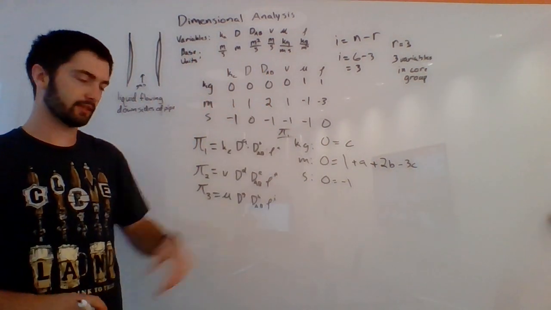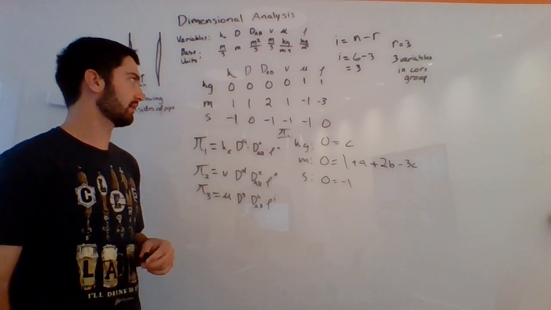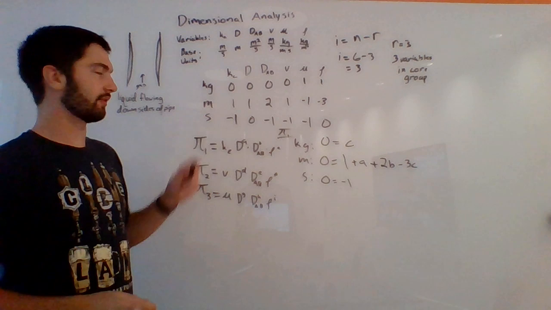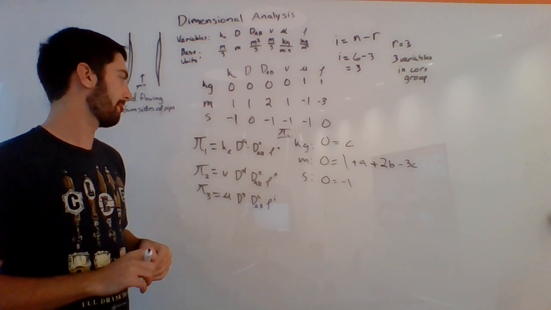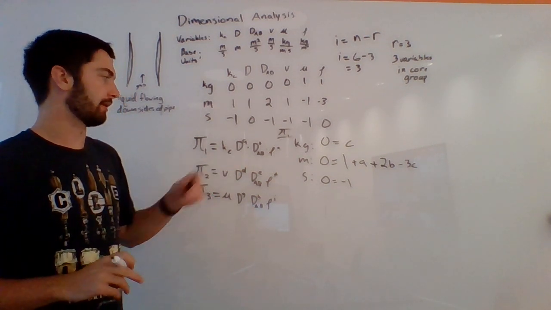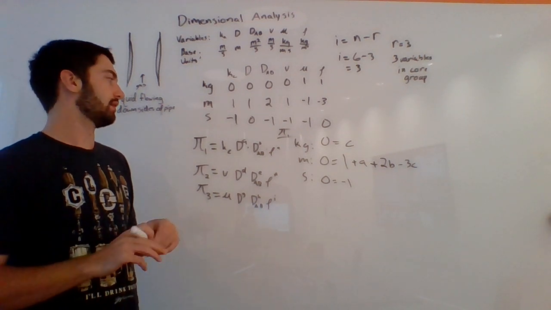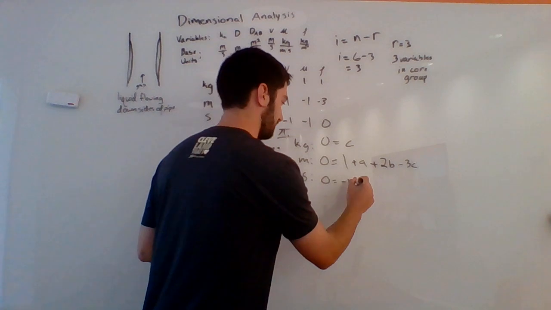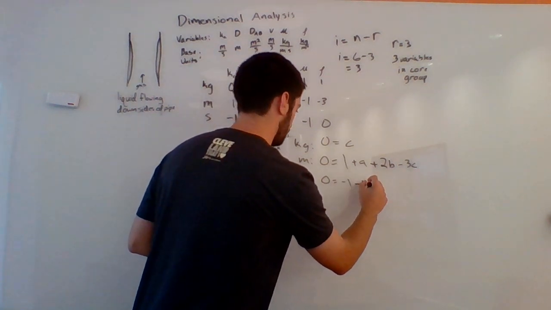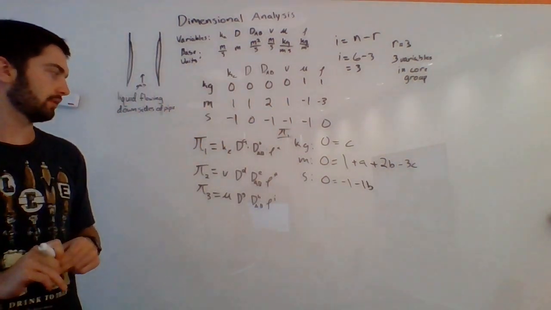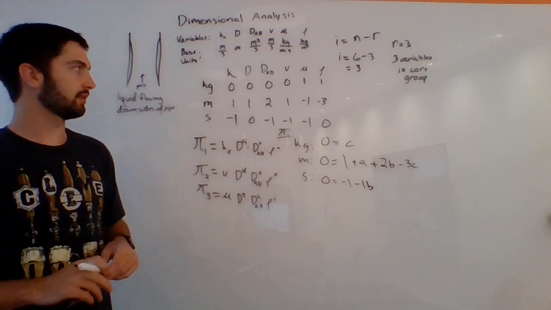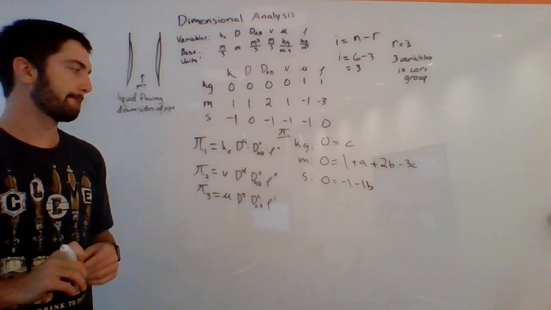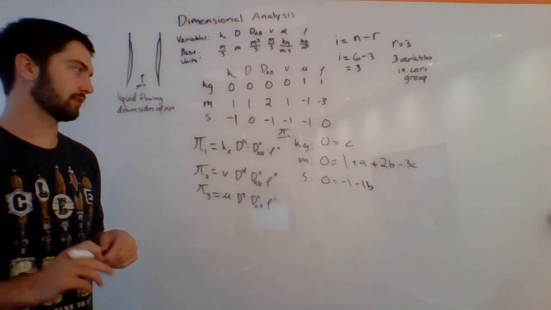And now we still have our seconds equation. So for the seconds equation, we just do the same thing. We already have that, we have negative 1 from the mass transfer coefficient. Then we move on to the pipe diameter, which is 0. And then the mass diffusivity, which is negative 1, so minus 1b. Then we have the density, which does not involve seconds, so 0. And now we just solve our system of equations.